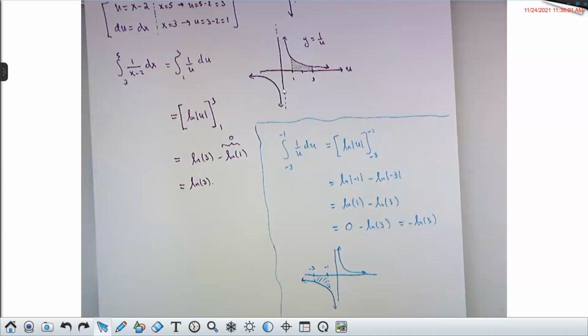If you went straight from here to here, I would not take points off. I would consider that acceptable. But it is, I think, nice to have this line.